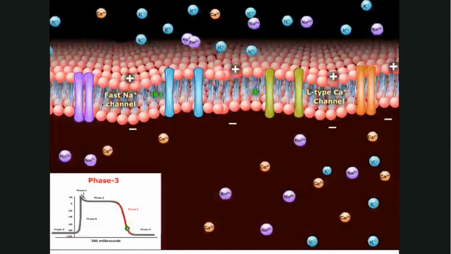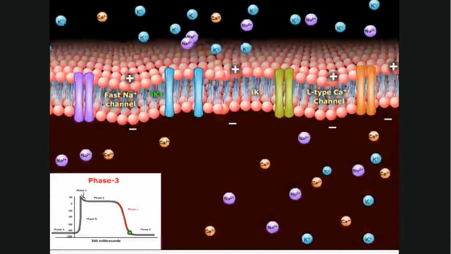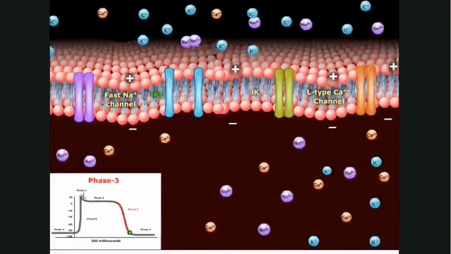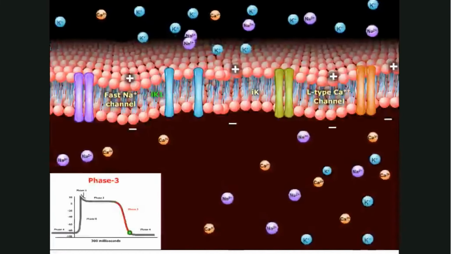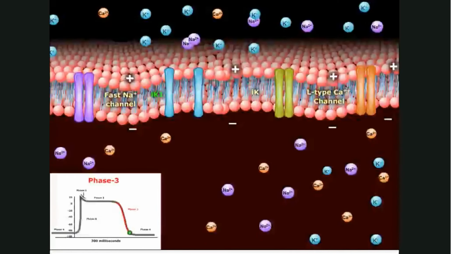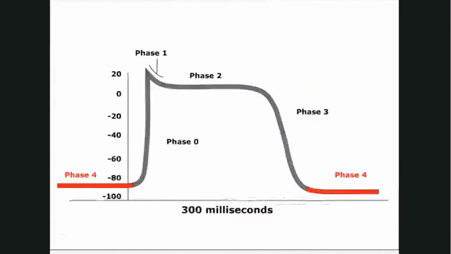The delayed rectifier potassium channels, or IK, close when the membrane potential is restored to about -80 to -85 millivolts, which is represented in the lower window by the green dot. Phase 4 is re-established due to rectifying potassium channels, IK1, remaining open to allow potassium to leave the cell.